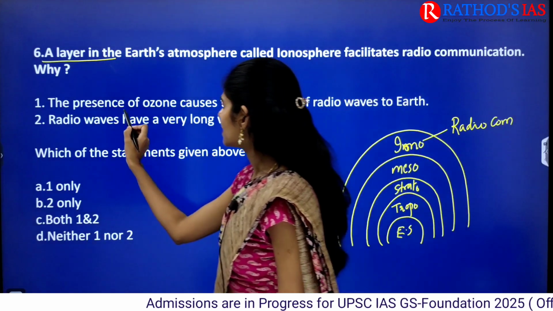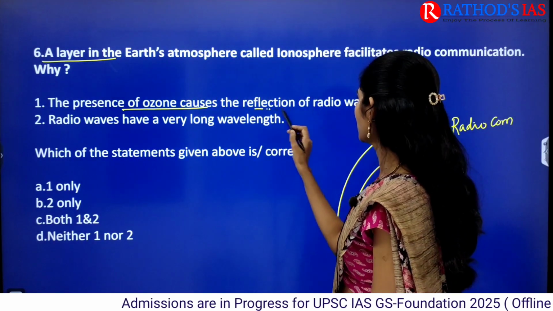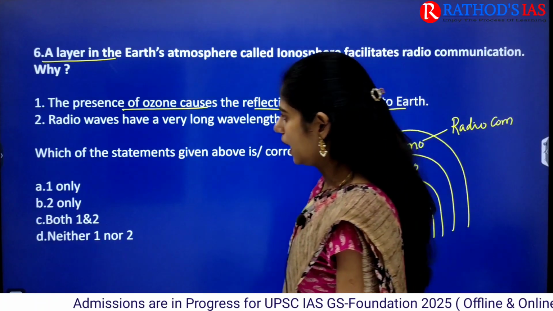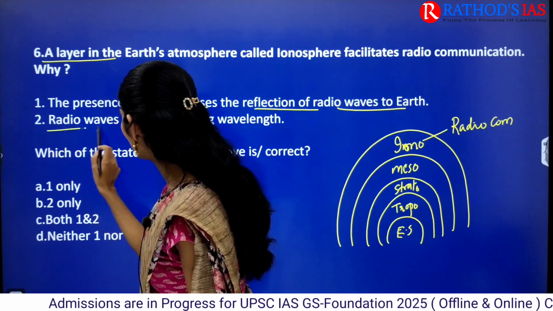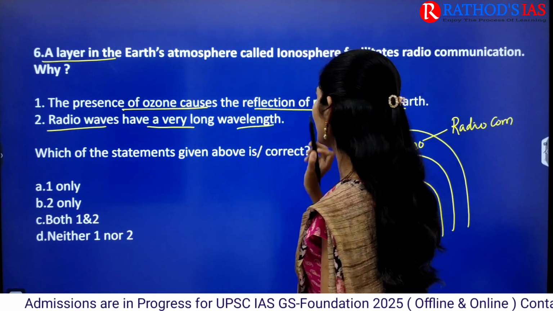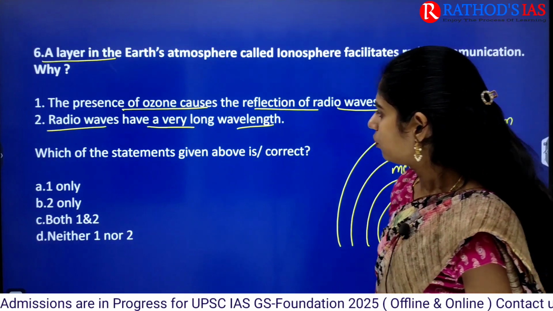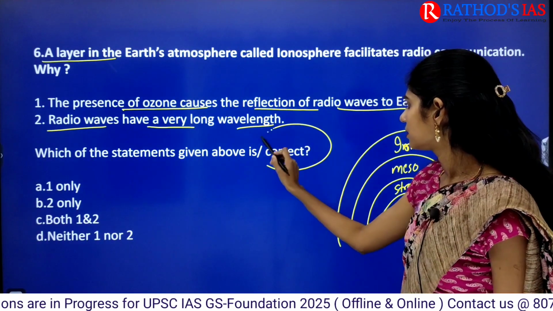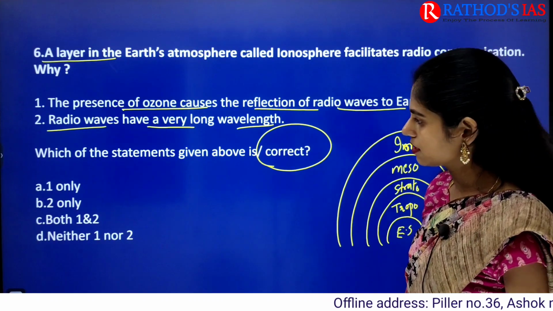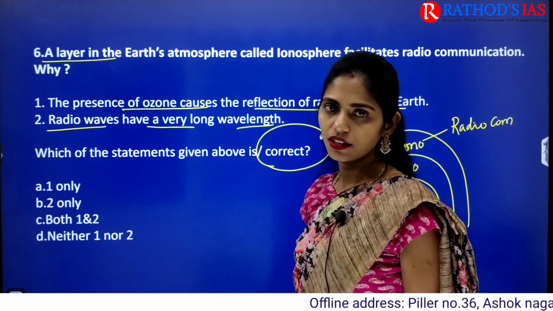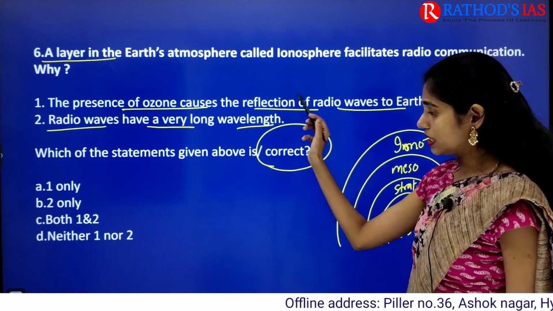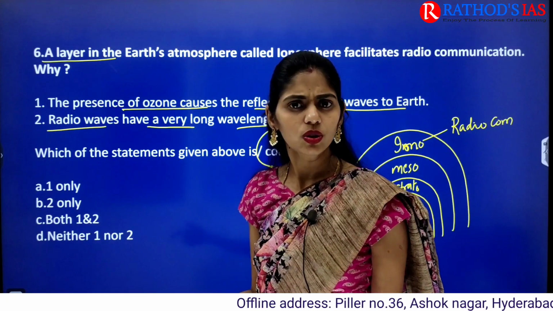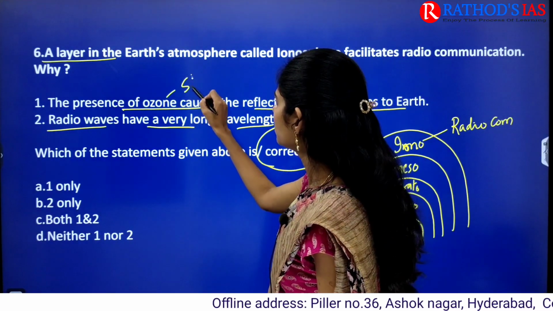Statement 1 is the presence of ozone causes reflection of radio waves to Earth. And statement 2 is radio waves have a very long wavelength. Which of the statements given above is correct? Again, correct statements. And these are the options given. If you see the first statement, ozone is in which layer? You know, right? It is in the stratosphere.